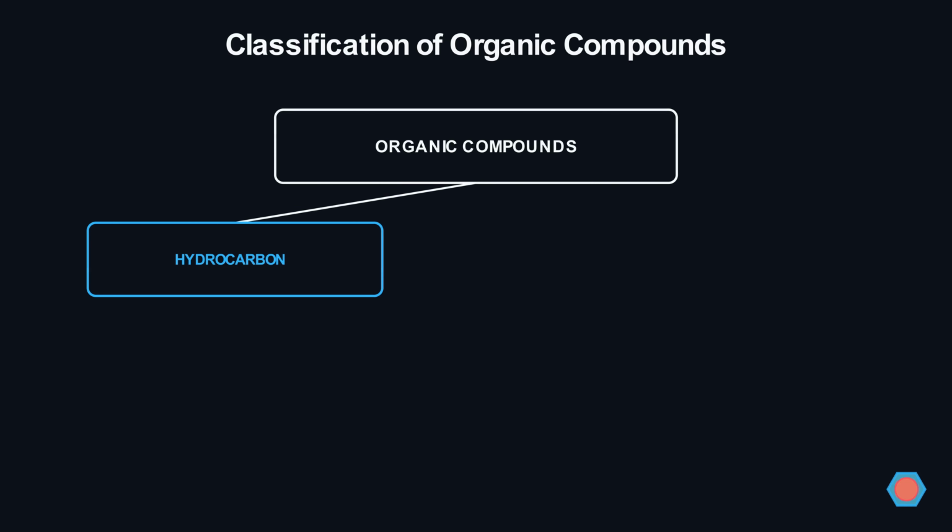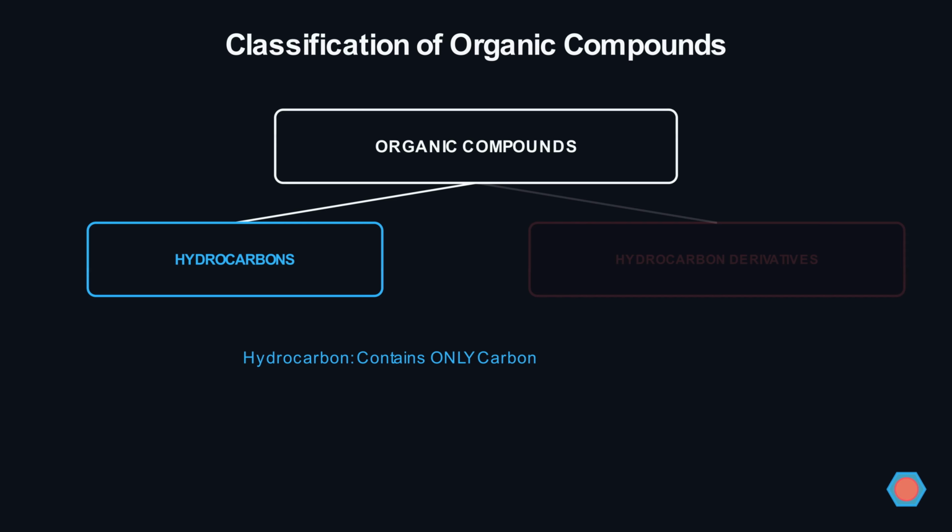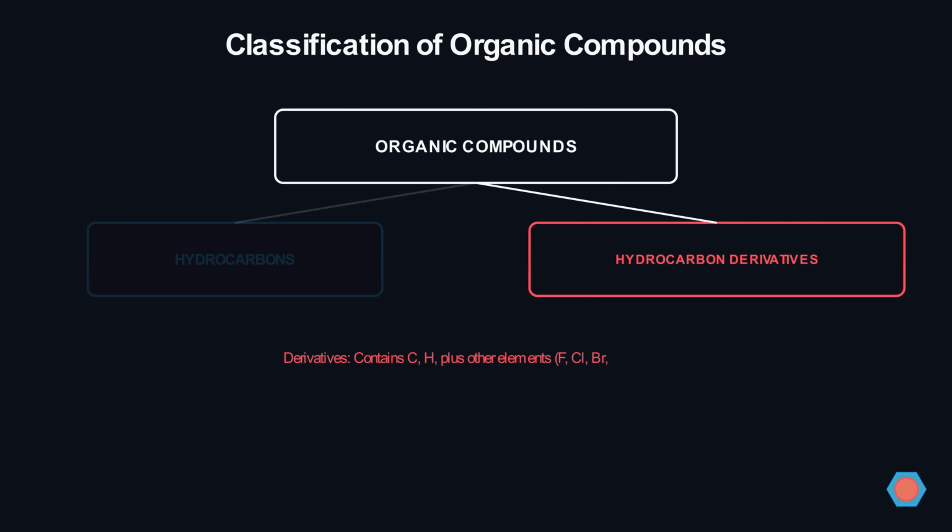Alright, so let's begin by looking at how organic compounds are classified. Organic compounds are either hydrocarbons or hydrocarbon derivatives. Hydrocarbons are simply compounds that contain only carbon and hydrogen atoms, and hydrocarbon derivatives, on the other hand, contain carbon and hydrogen and one or more elements. These additional elements can include the halogens like chlorine, bromine, or iodine. It can also include oxygen, phosphorus, nitrogen, etc.